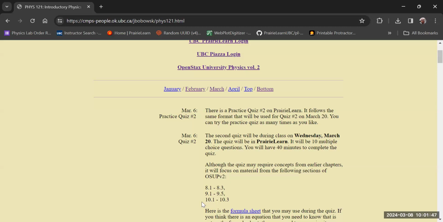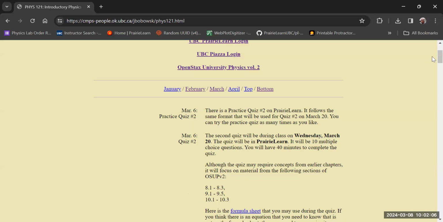Although you might need to know something from prior chapters, the emphasis will be on the stuff that we've covered since the midterm. And so that's going to be chapters 8, 9, and 10. We didn't do all sections of all of those chapters, so I've just highlighted the stuff that we've covered.